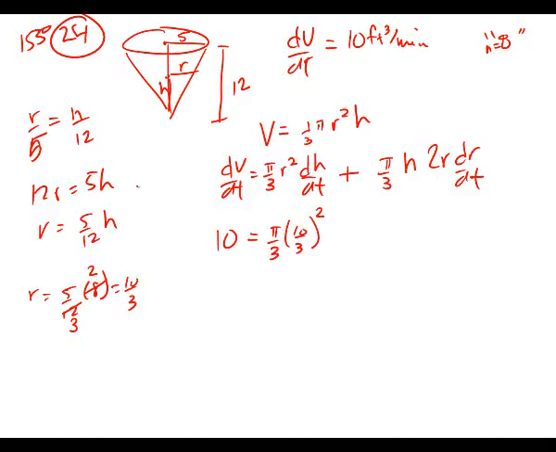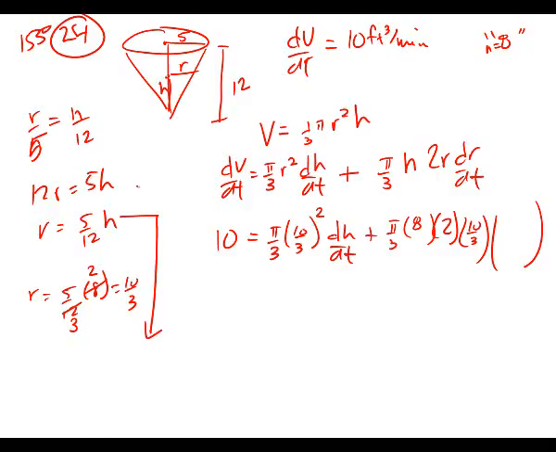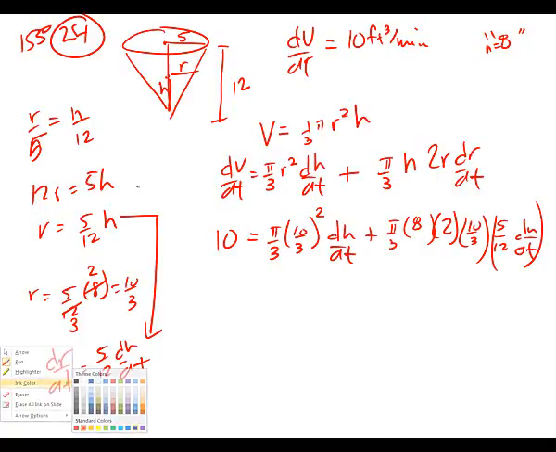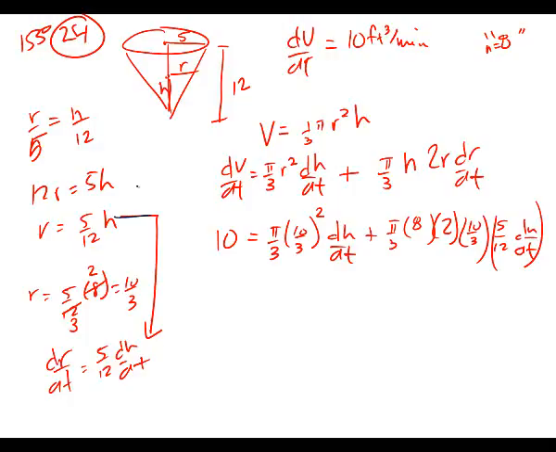Alright. dh/dt, we don't know. That's what we're solving for. Alright. Pi over 3. The height at that moment we said was 8. Twice the radius we said was 10/3. And we need to find dr/dt, which comes from this guy right here. We have to take its derivative. So 5/12 dh/dt. So I plug that in. I'm going to change colors while you're catching up. I did that so I can plug in for dr/dt.